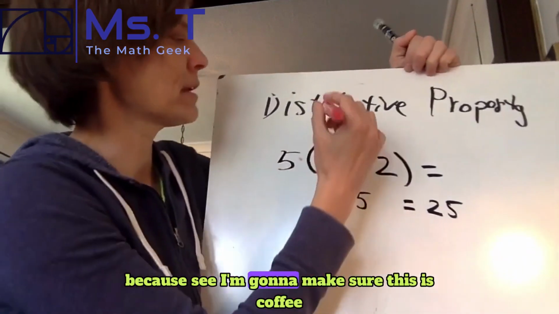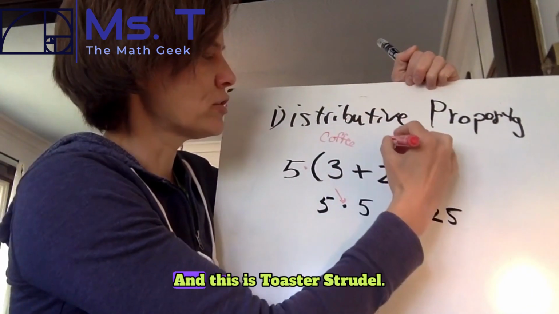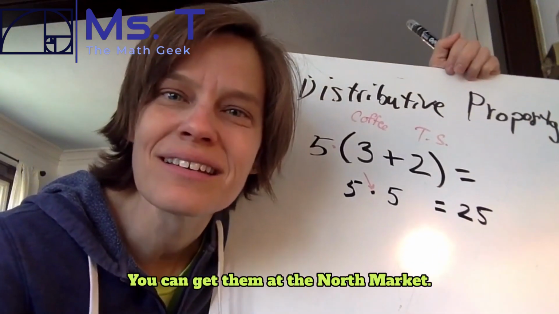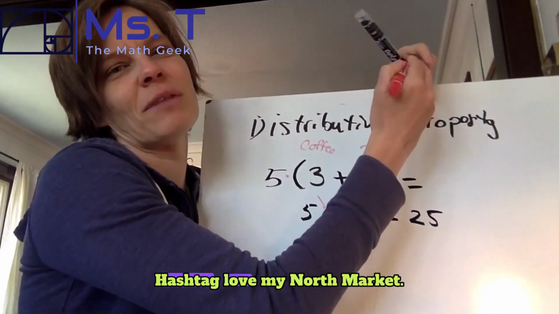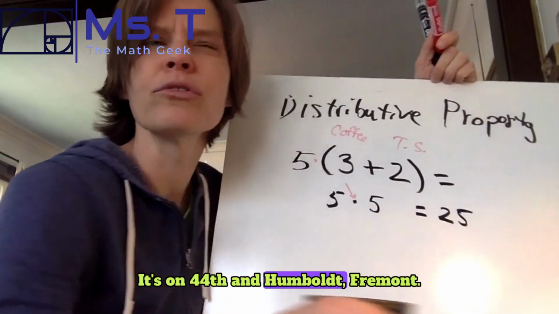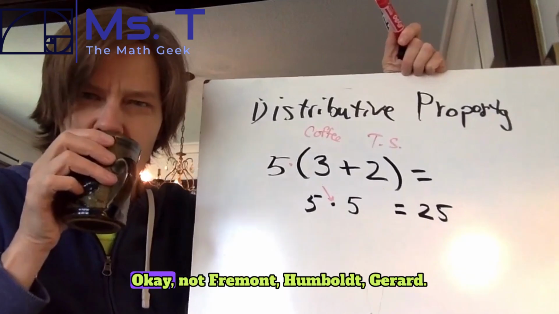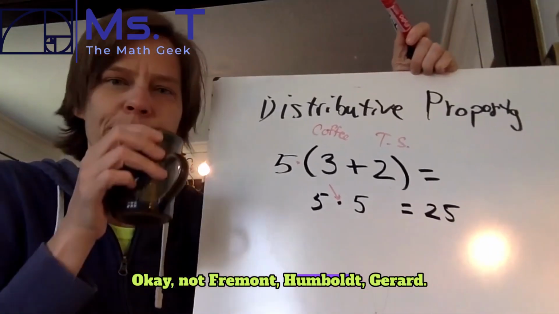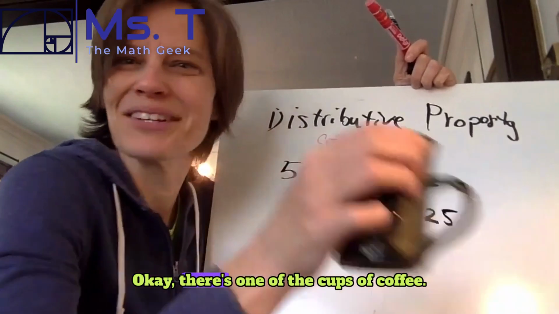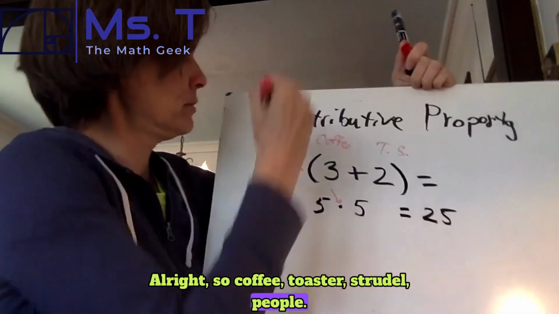Because, say, I'm going to make sure that this is coffee. And this is toaster strudel. I love toaster strudel. You can get them at the North Market. Hashtag love my North Market. It's on 44th and Humboldt, Fremont. I don't even remember right now. Okay, not Fremont. Humboldt. Gerard. Okay, there's one of the cups of coffee. All right, so coffee, toaster strudel, people.